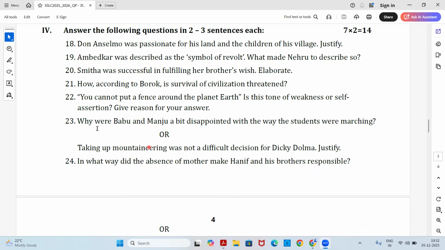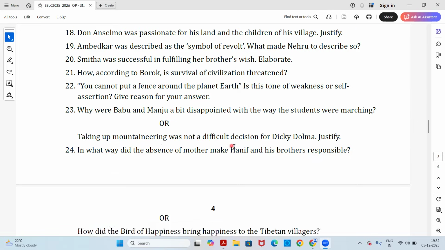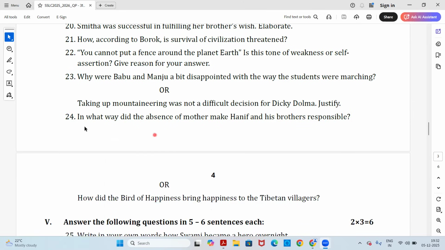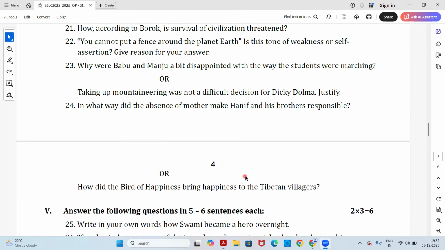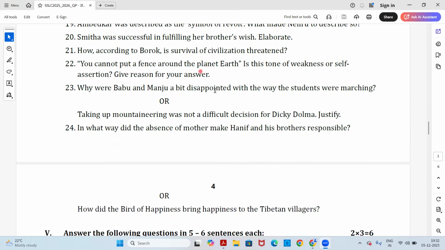Okay, so: why were Babu and Manju a bit disappointed with the way the students were marching? Or: taking up mountaineering was not a difficult decision for Dicky Dolma. Justify. Out of these 2, whichever you're sure of, you can attempt that. Again, in the 24th question, you have an option here. Let's read the question. In what way did the absence of mother make Hanif and his brothers responsible? Or how did the bird of happiness bring happiness to the Tibetan villagers? Again, out of these 2, any one you can attempt, because there is an option. The rest are all compulsory questions.